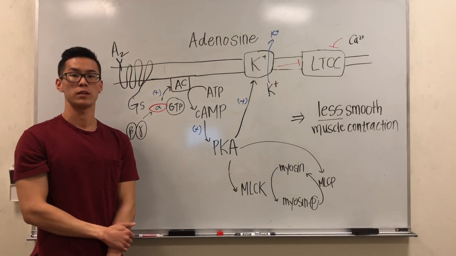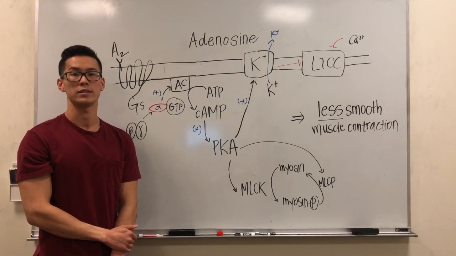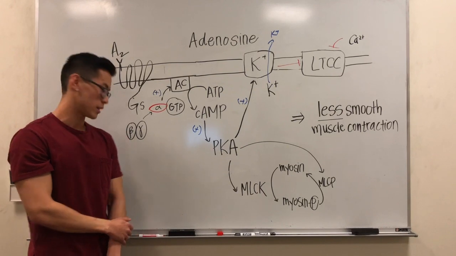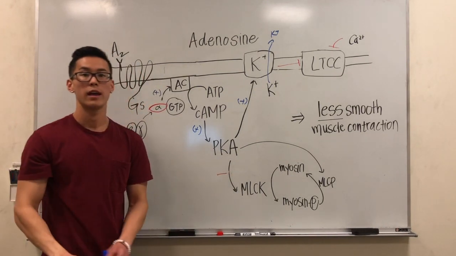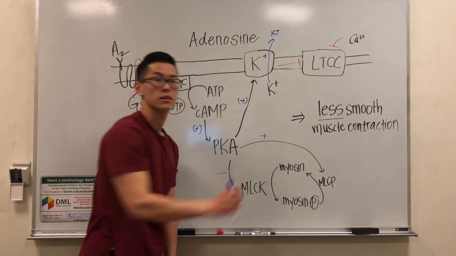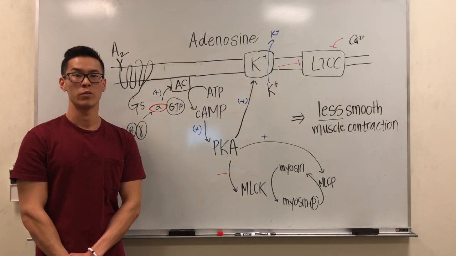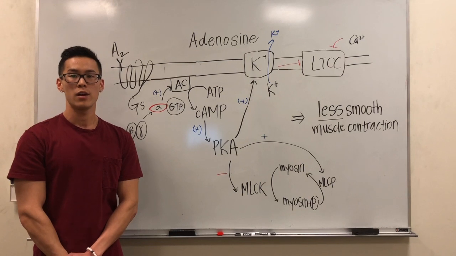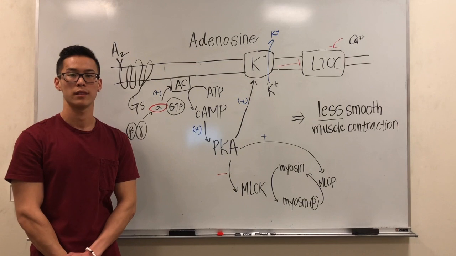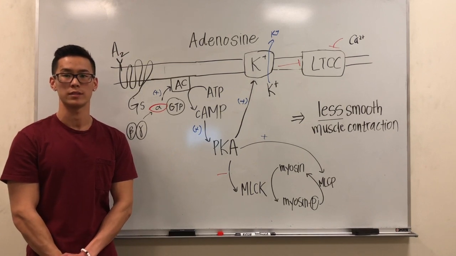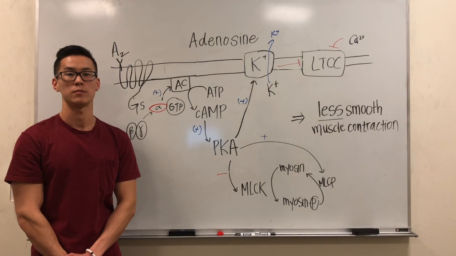PKA will also phosphorylate the myosin light chain kinase, abbreviated MLCK, and the myosin light chain phosphatase, abbreviated MLCP. When phosphorylation occurs, the MLCK becomes inactivated and the MLCP becomes activated. The activated MLCP will remove the phosphate group off of the myosin, while the inactive MLCK prevents further phosphorylation of the myosin. Net effects of adenosine binding the A2 receptors are as follows: increased potassium ions leaving the smooth muscle cells, and less phosphorylation of myosin.